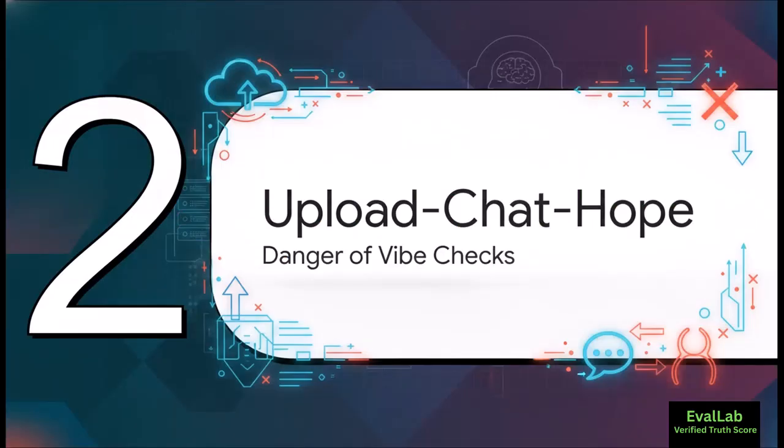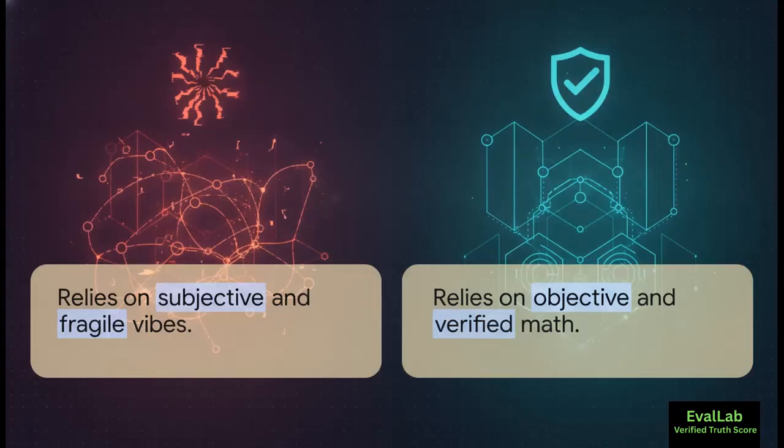Which brings us to Part 2, the upload, chat, hope, anti-pattern. That shocking failure rate we just talked about, it really stems from a dangerously naive deployment method. We call it upload, chat, hope. It's that amateur approach where someone uploads a PDF, chats with it a bit, and relies on a completely subjective vibe check to guess if the AI is right.